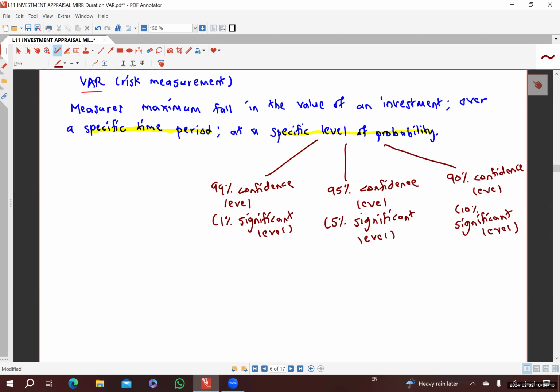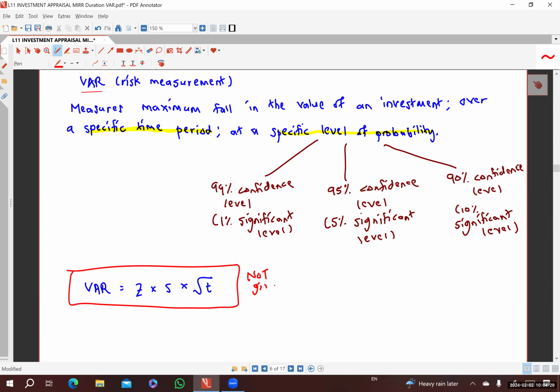Now, there's a formula. This is the formula. Please remember this because this formula is not given. If you need to use it, you must remember. It's just basic statistics. Therefore, you are expected to know.